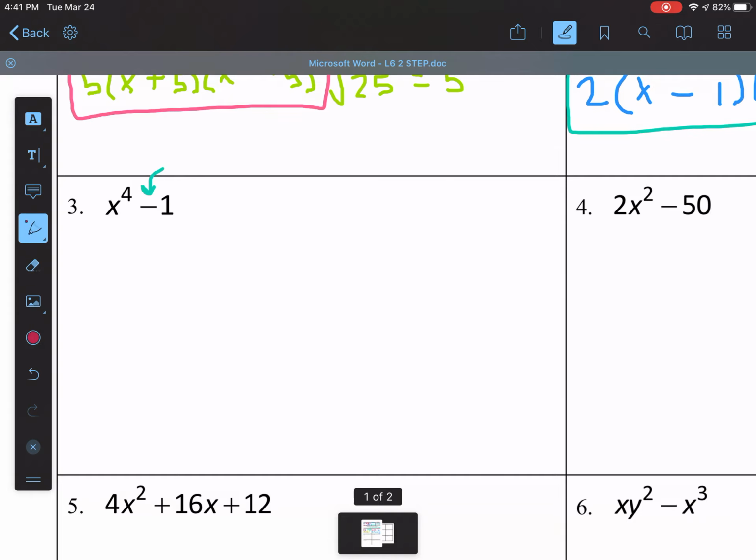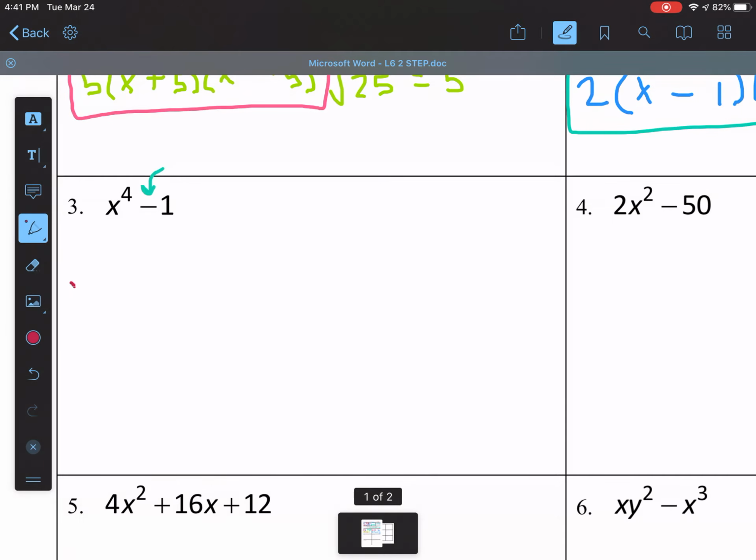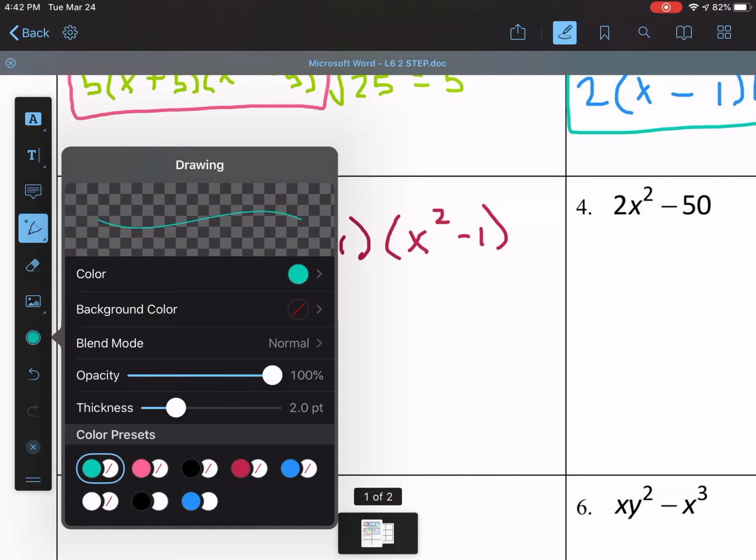So we're going to, all right. Okay, so the square root of x to the 4th is x squared, and the square root of 1 is just 1. Don't forget 1 is a perfect square. All right, so now by dots, we've got x squared plus 1 and x squared minus 1. Okay, so you're looking at it and you're like, all right, this looks pretty good. It looks like we factored it.